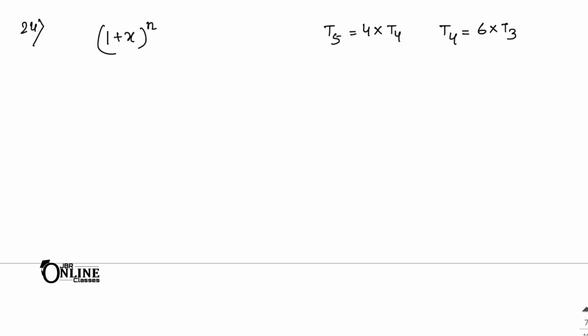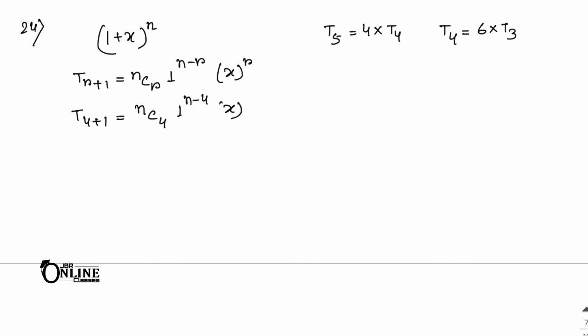Now in this expansion, (1 plus x) to the power n, t(r plus 1) will be nCr, 1 to the power n minus r, and the next one will be x to the power r. So now first you have to find T5. For T5 it will be T(4 plus 1). That means nC4, 1 to the power n minus 4, and that one will be x to the power 4. I hope it's clear.